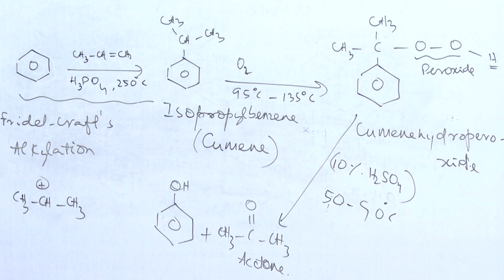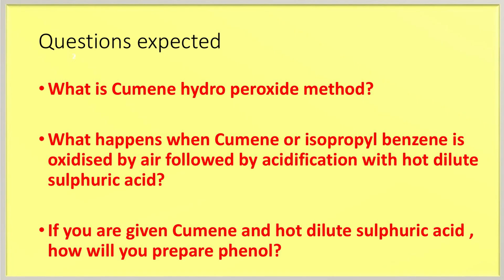What are the questions we can expect here? Let us see the expected questions which can be asked in the exam. Number 1, just have a look at what is displayed on your TV screen: What is the cumene hydroperoxide method? Number 2, what happens when cumene or isopropyl benzene is oxidized by air followed by acidification with hot dilute sulfuric acid? Same reaction I am asking in a different way. The questions are different, but the reaction remains the same.